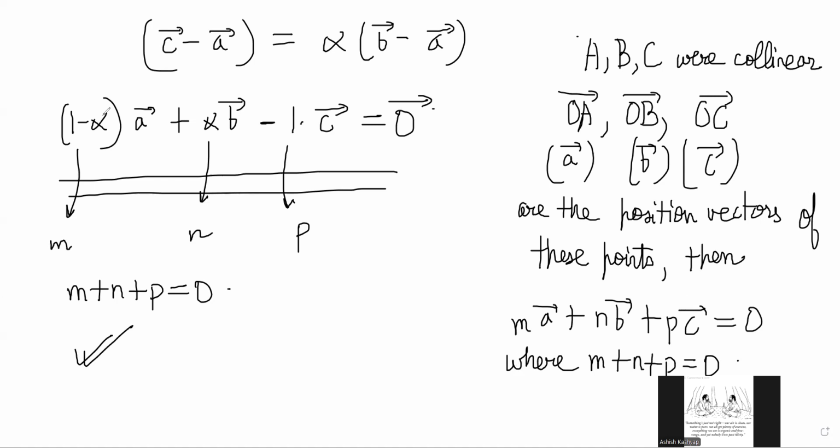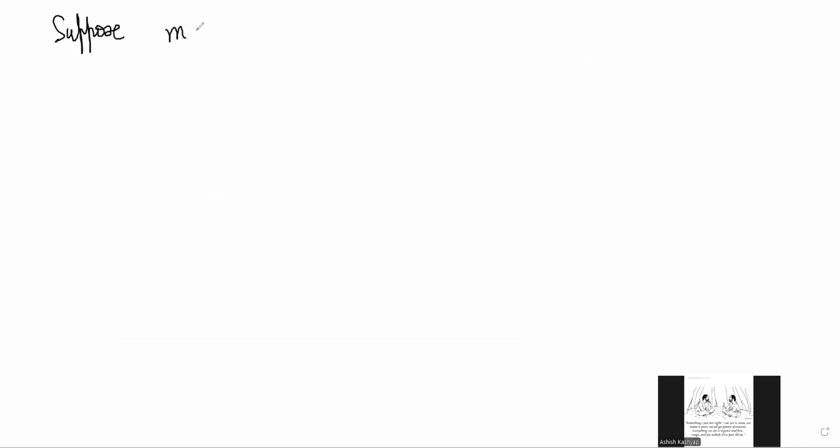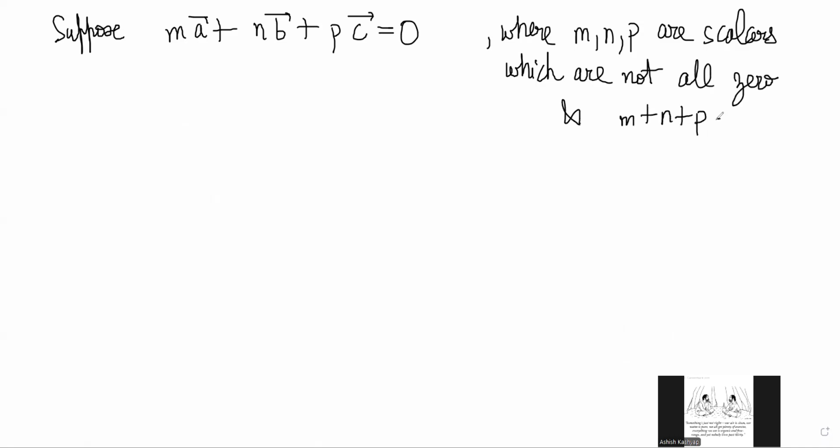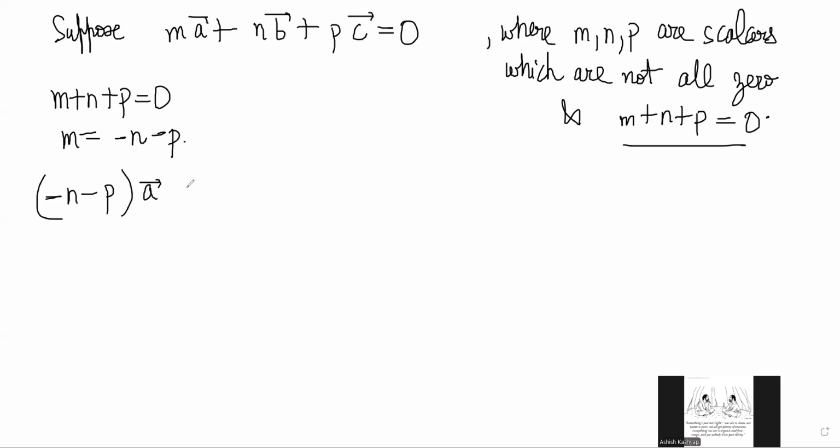Now we'll prove the reverse of this statement. We'll say suppose MA plus NB plus PC is 0, where M, N and P are scalars which are not all zero, and M plus N plus P is equal to 0, right? Now, because M plus N plus P is 0, we can write M as minus N minus P, right? And I will try to put that back in the original condition. So I'll get minus N minus P A plus NB plus PC is equal to 0 vector.